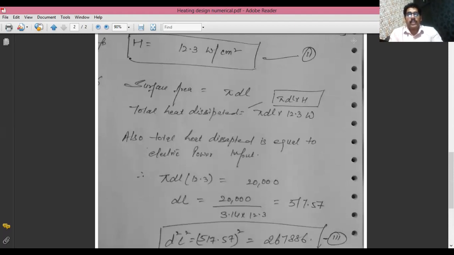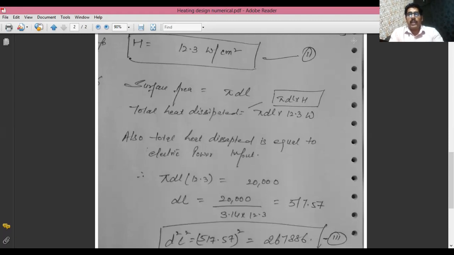This numerical is totally based upon the derivation that I shared with you previously. I think now you are clear how the design of D and L can be calculated in the case of a heating element design. But if you have any problem, you can comment or message me at any time. Your queries, your suggestions, your comments will be most welcome.